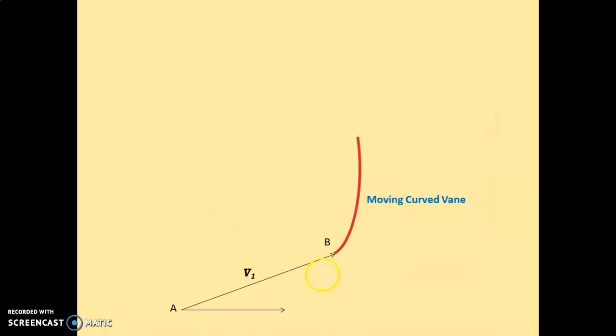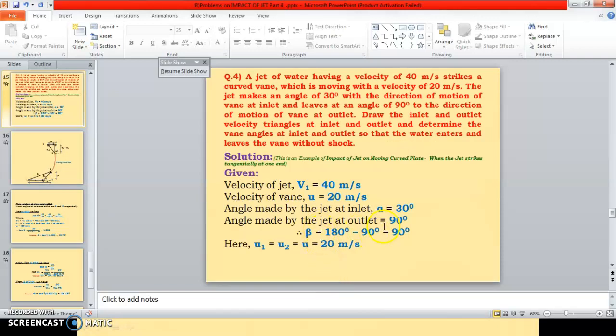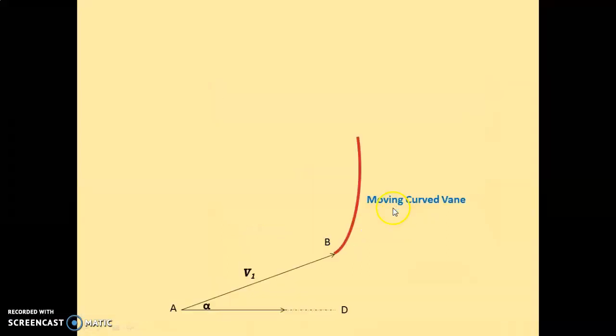Now this velocity V1 or AB makes an angle alpha with the horizontal AD. Okay. Now angle of alpha is also given. What is alpha? It is the angle made by the jet with the direction of motion of vane. Okay. That is alpha and it is 30 degree. This is the direction of jet and the motion of the vane is in the x direction. That is, this direction is the motion of vane and this is the direction of jet. So the angle between the two is alpha, which in this problem is given as 30 degree.